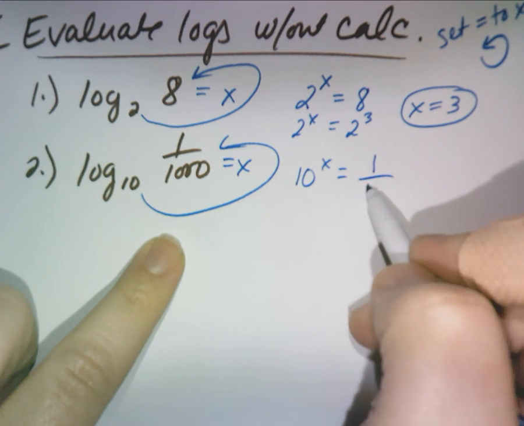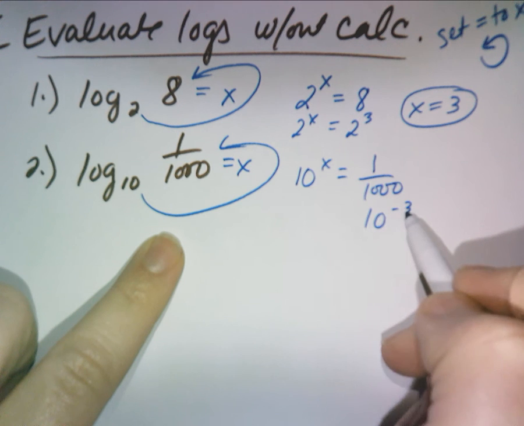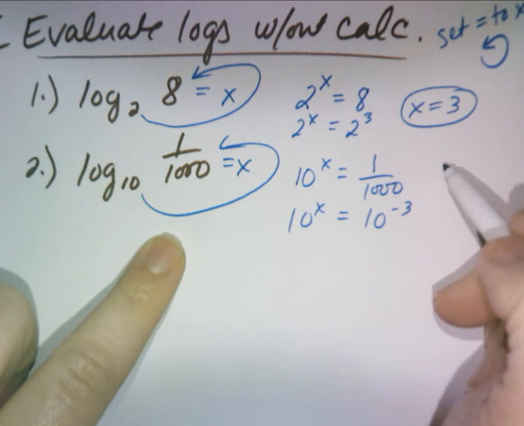Equals 1 over 1,000, which is 10 to the negative 3. So guess what x equals? Negative 3.